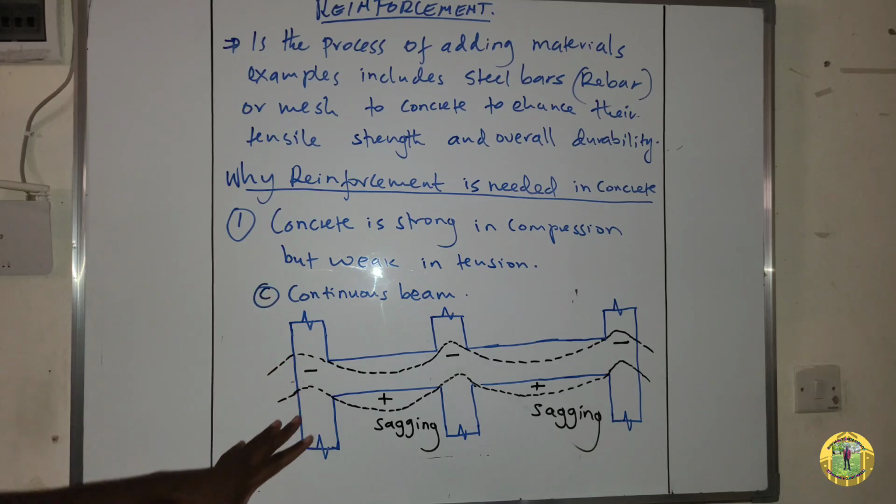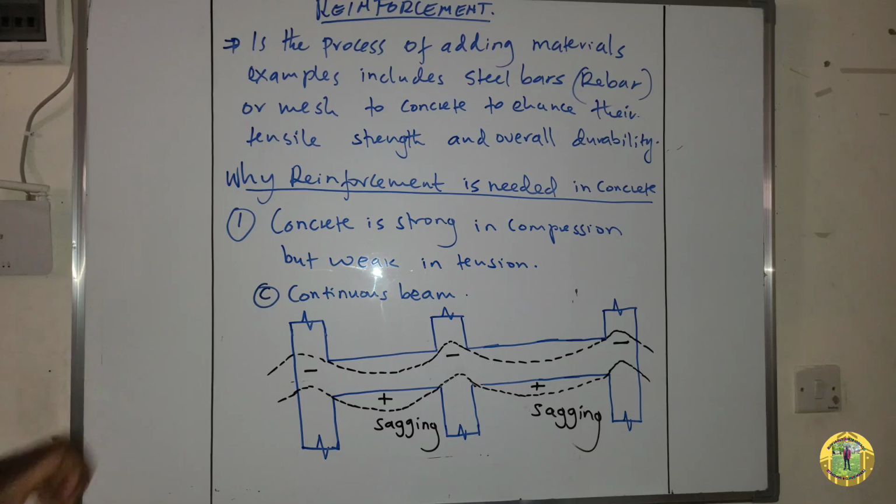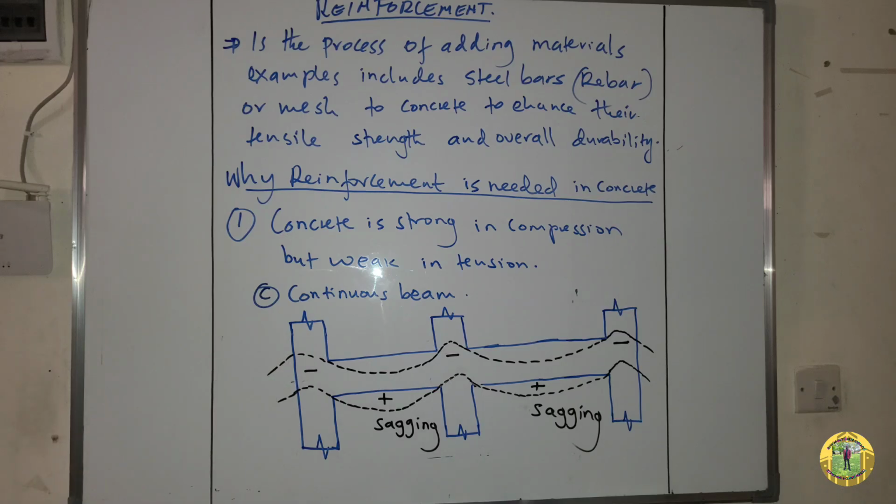Through the various explanations using these sketches, the first one was a simply supported beam, a beam resting on two supports, and the second one was a cantilever beam permanently fixed on one side but hanging on the other side. And this one is a continuous beam, a beam resting on more than two supports. So that is all about the illustration of how concrete is weak in tension but good in compression.